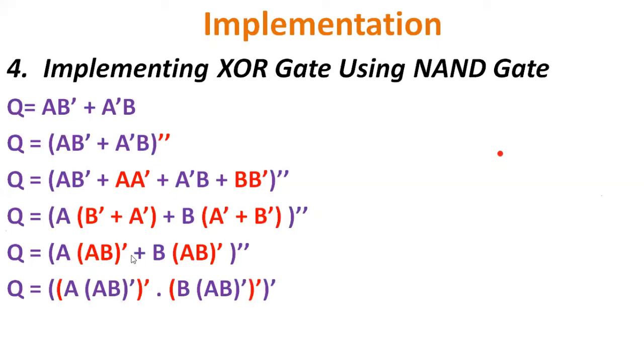Okay, now ab bar is common, so the next expression will be this plus. We don't want this plus sign, so the first bar is given separately to the first term and second term. So the expression will become a into ab bar whole bar dot b into ab bar whole bar, and again the main whole bar. Okay, so this is the final expression of the XOR gate.